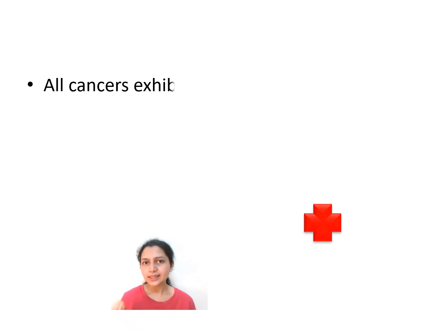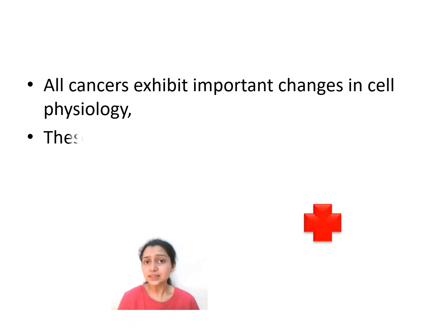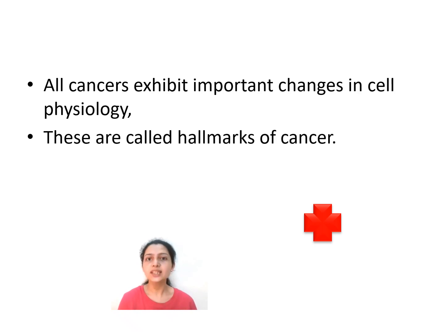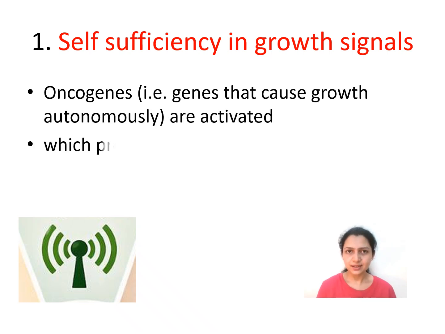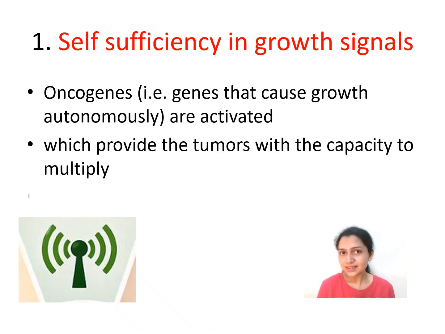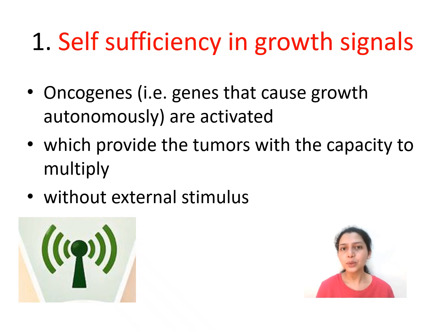So all cancers have one thing in common, that is they exhibit certain physiological changes which are called hallmarks of cancer. Let's find out what these changes are one by one. The first change is self-sufficiency in growth signals. What does this mean? It means that in order to grow, they do not require any signals like normal cells. So basically, there are oncogenes, they are activated, which provides the tumors with the capacity to multiply without external stimulus. This is called multiplying autonomously.